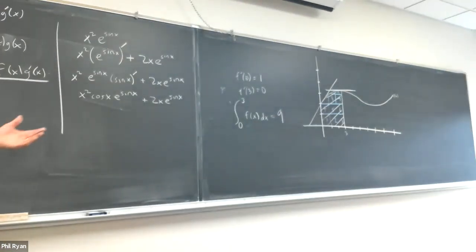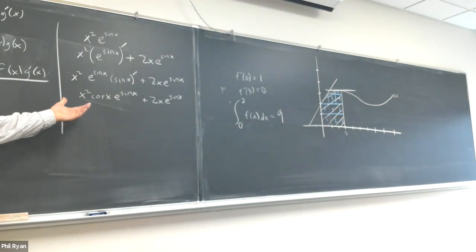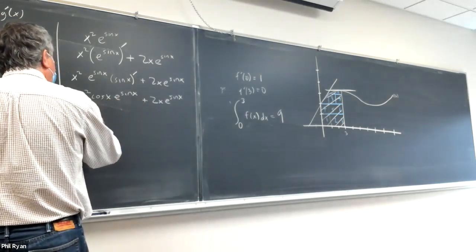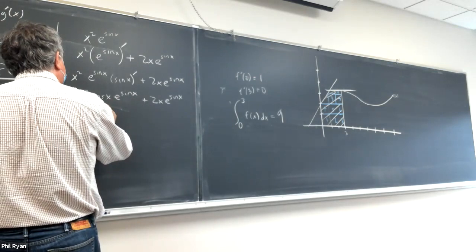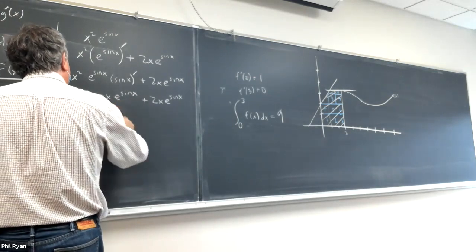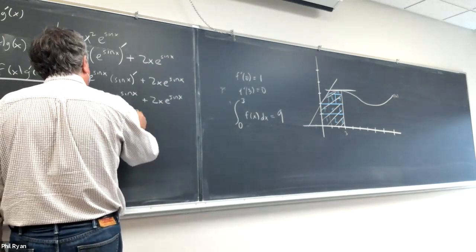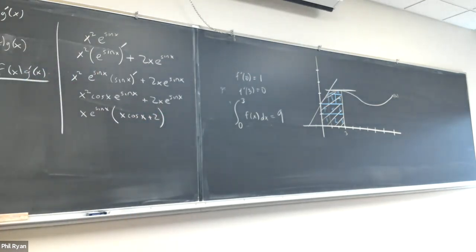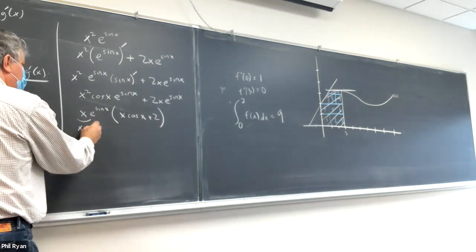And you can tidy this up a little bit, but I wouldn't for the test. Unless, right, I was asking for where the maximum is, for example. Then I would factor this. So I pull out an x. I pull out an e to the sine x. I have left x cosine x plus 2. Right, and this would have a critical point at x equals 0.